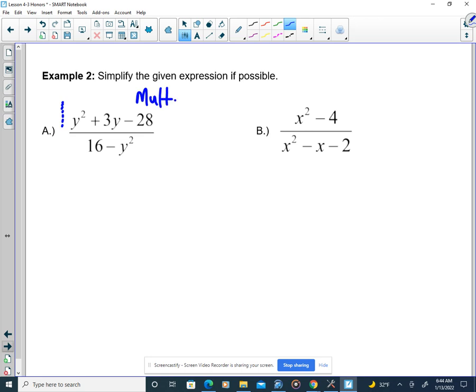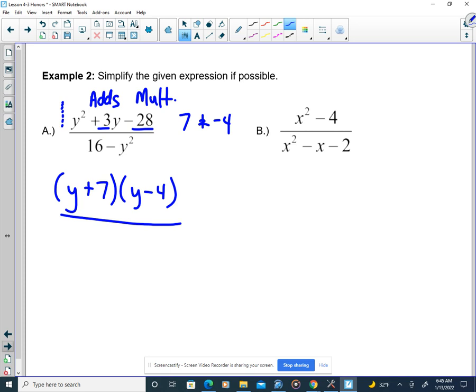We have to find factors of negative 28 that add to be the middle number, 3. So I need two numbers that multiply to be negative 28 and add to be positive 3. That's going to be 7 and negative 4. 7 times negative 4 is negative 28, and 7 plus negative 4 is positive 3. So the numerator factors to the quantity y plus 7 times the quantity y minus 4.